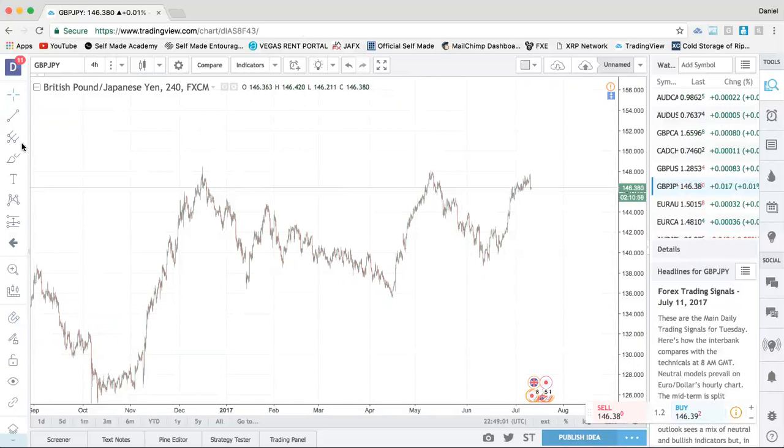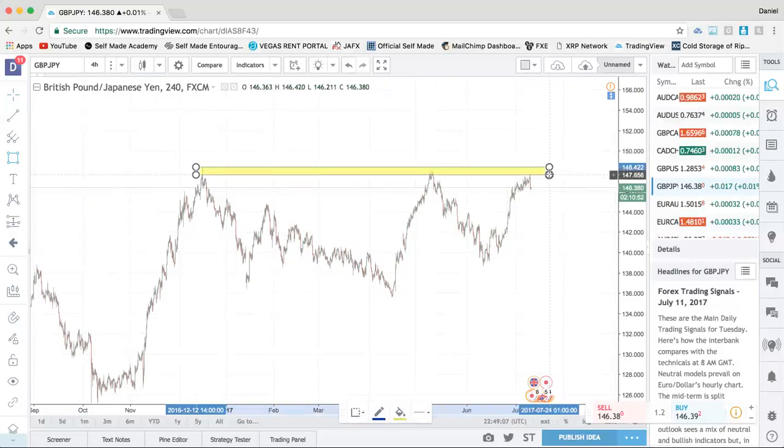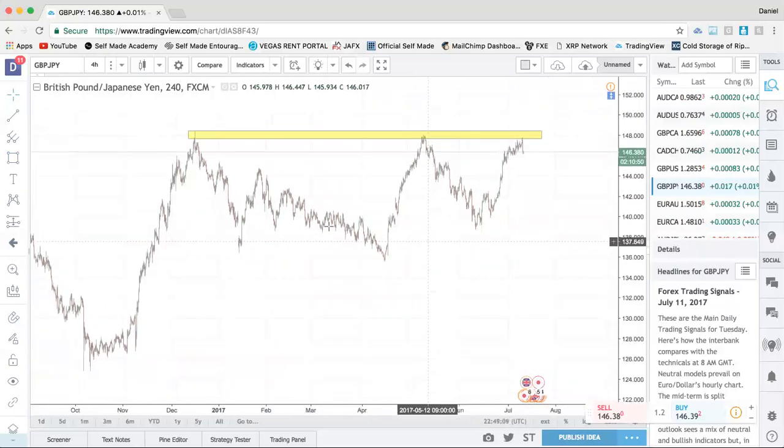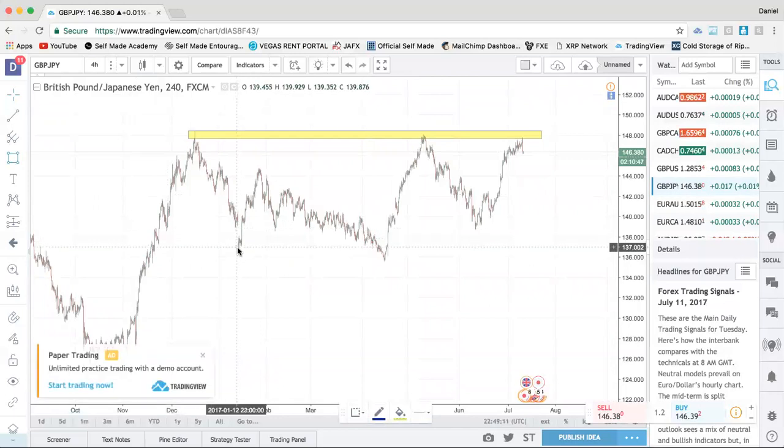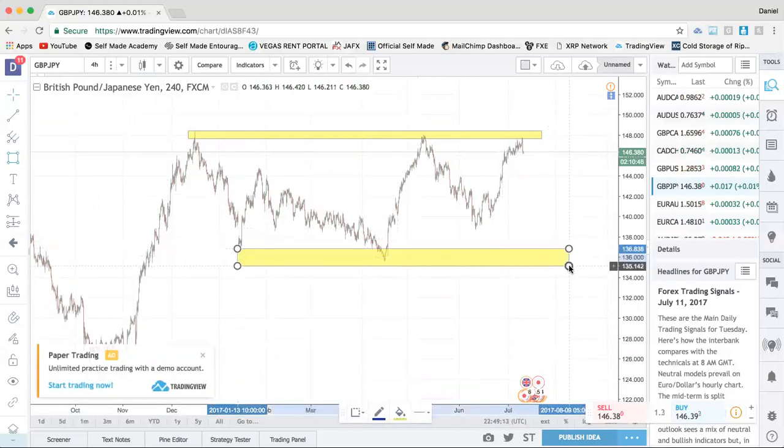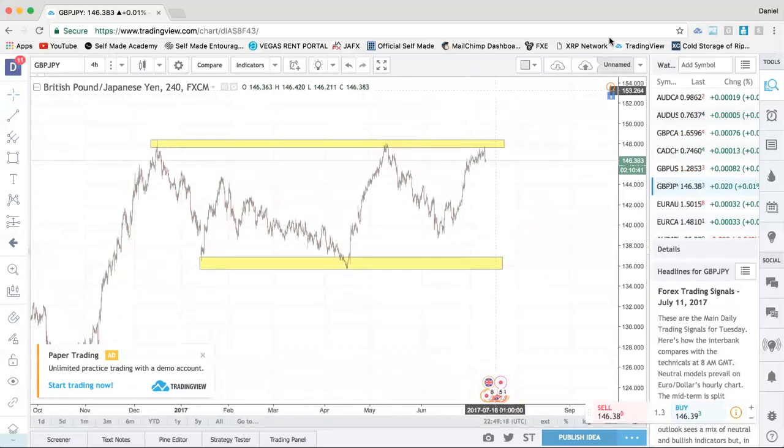So I'm going to just grab the rectangle. So first, of course, the main thing we saw is we can see these major zones here and down here, where we can see things going, right?